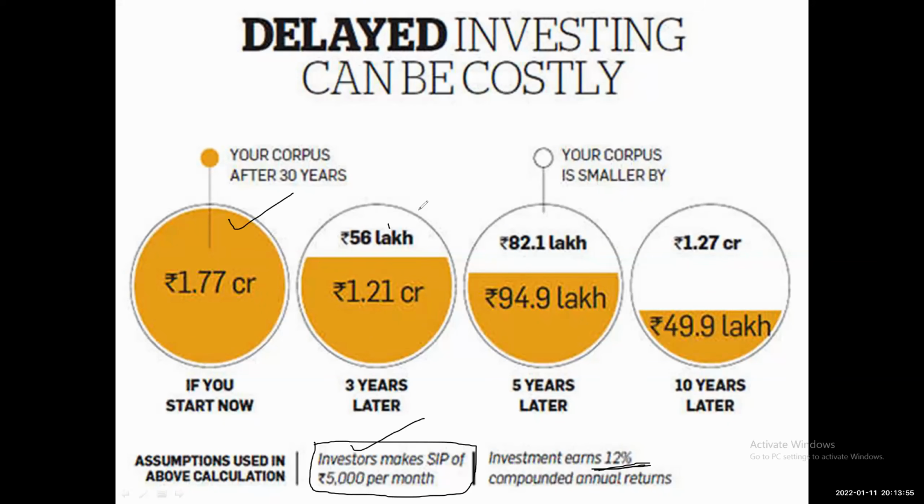You delay it by 3 years, you have 56 lakh rupees less. Please make a note of this percentage. Please remember it very nicely. If you go even this late, you only get half of it. And if you go 10 years late, you only get peanuts.